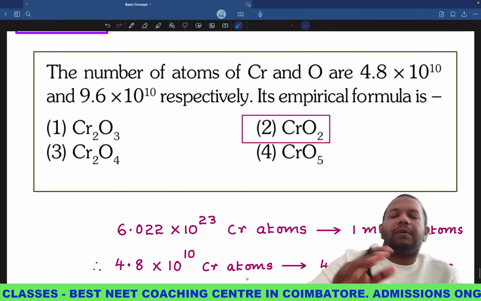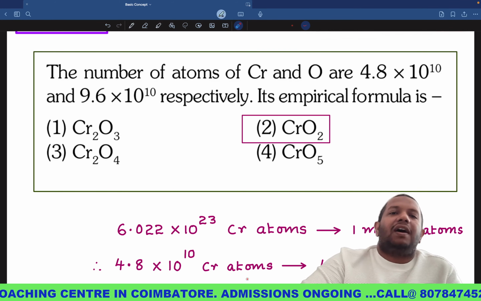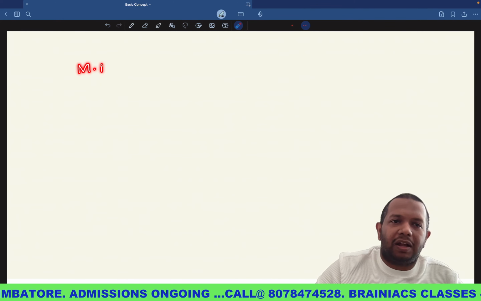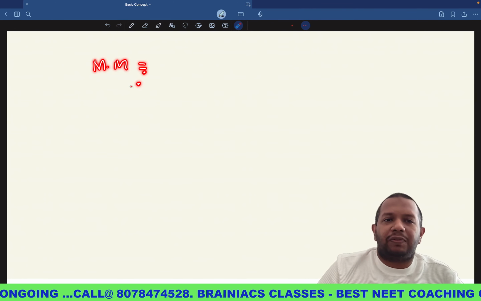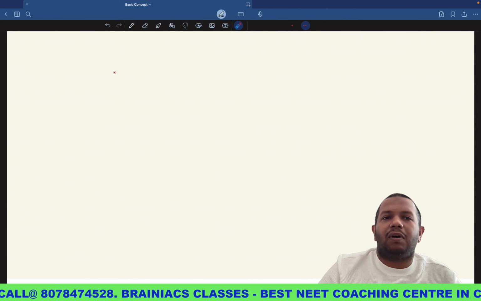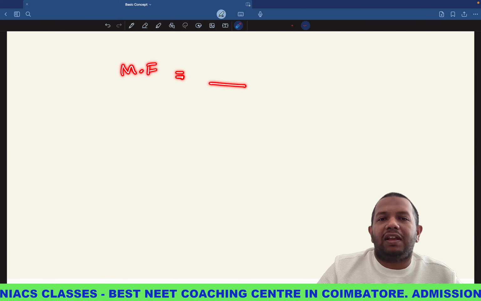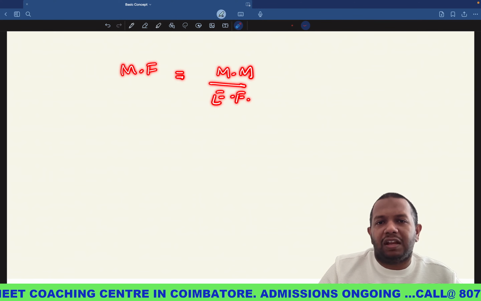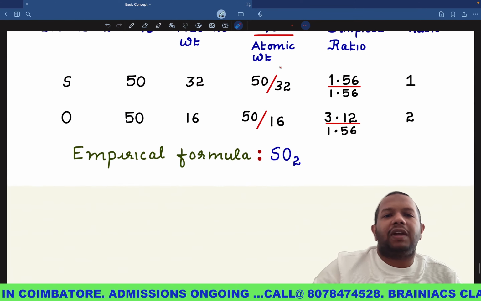Yeah, this is a very important question. I also told you how to calculate the molecular formula. For the molecular formula, first we need to calculate the molecular mass. This molecular mass should be divided by the empirical formula mass. How will you get the empirical formula mass? That would be obtained from here.